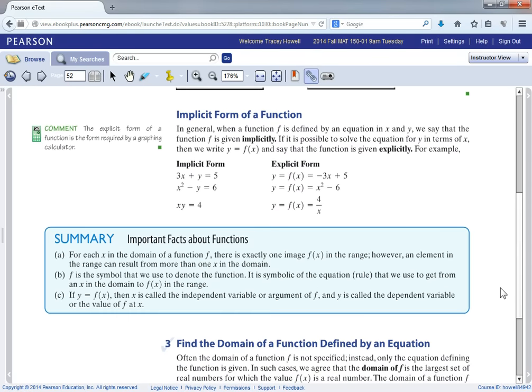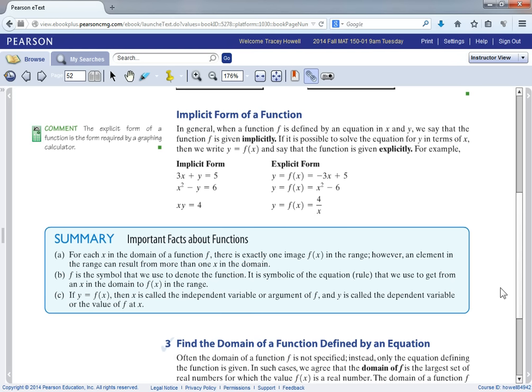Important facts about functions. For each x in the domain of f, there's exactly one image f of x in the range. However, an element in the range can result from more than one x in the domain. Well, that's true. That's what we said. Each person can have only one birthday. It's okay for two different people to have the same birthday.